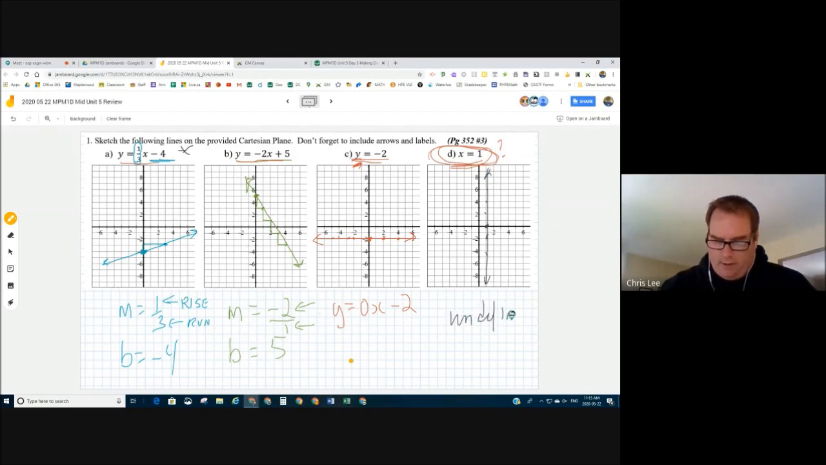Oh, that's awful. There's my awful writing of undefined. But we have x equals 1 is straight up and down. y equals negative 2 is left and right.